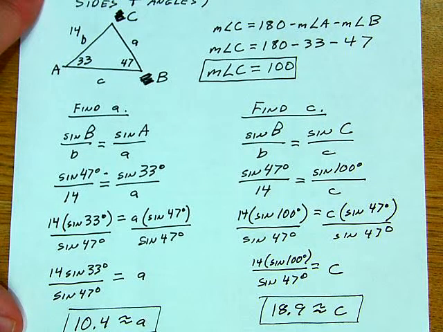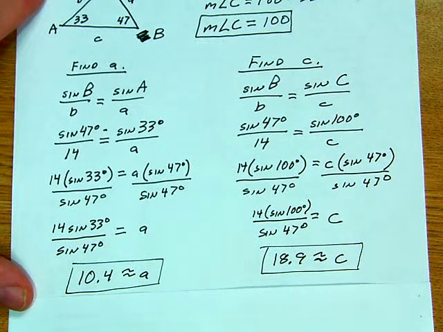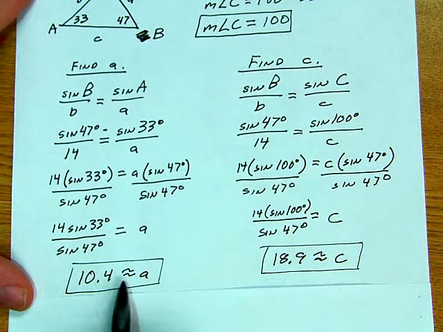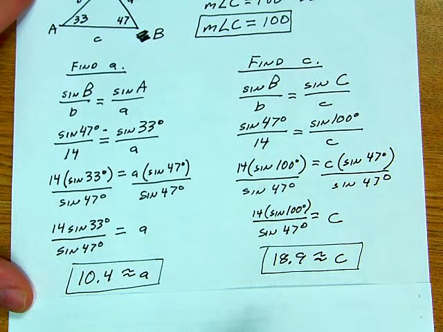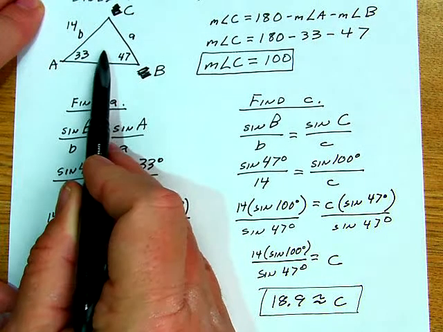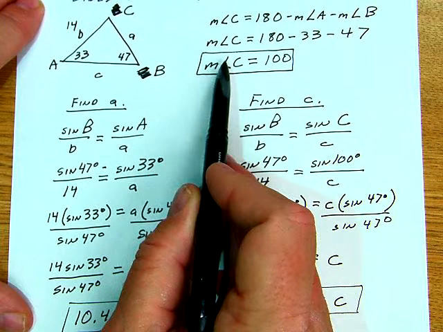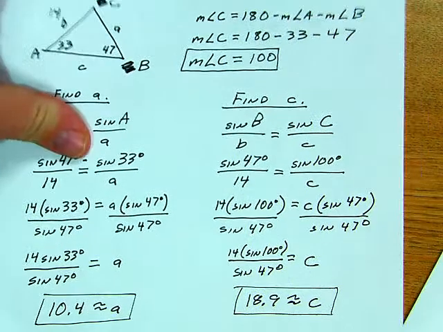And when you punch that into your calculator, you get the following numbers. And so A is approximately 10.4 and C is approximately 18.9. And thus we have solved for this triangle that we started out with. We found the missing angle, C, and the two missing sides, A and C. And we've solved that triangle.